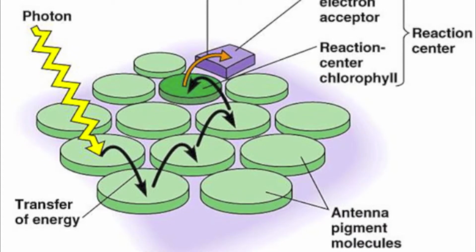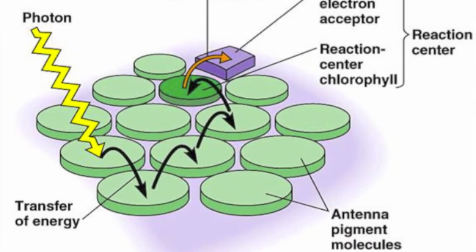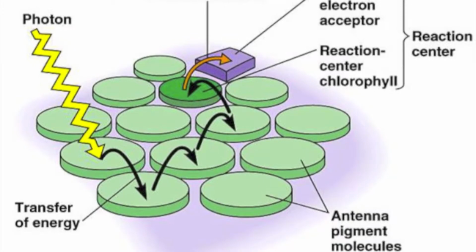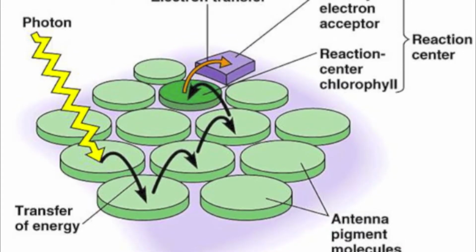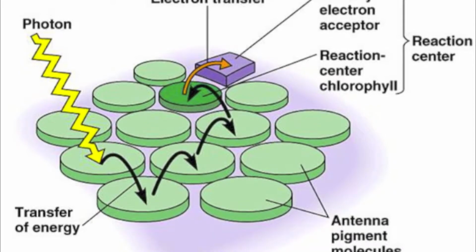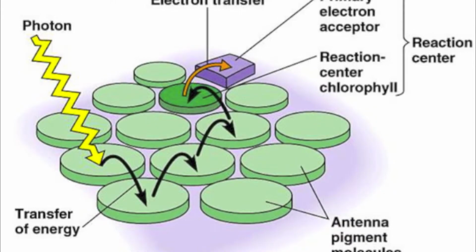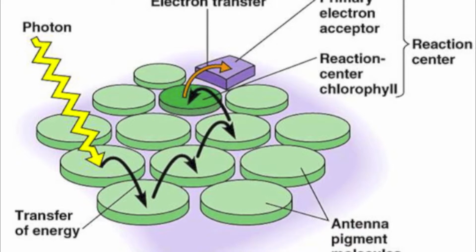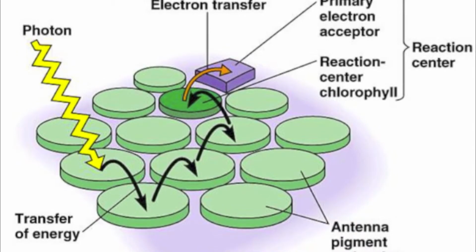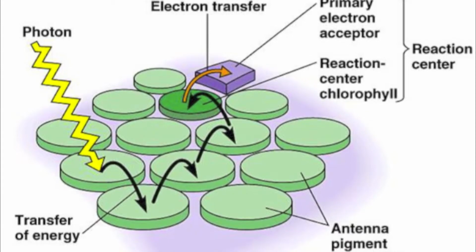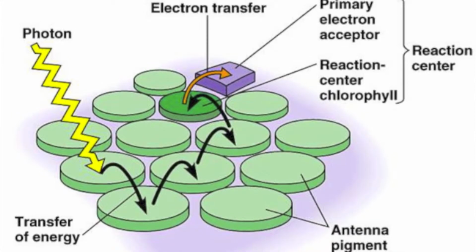As you can see here, the light enters the thylakoid and hits the antenna pigment molecules, which then transfer the energy by bouncing it from one antenna pigment molecule to the next antenna pigment molecule, and then they bounce it all the way to the reaction center chlorophyll, which then sends it to the primary electron acceptor.